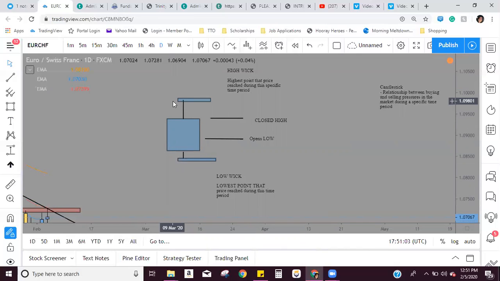So when it comes to this, think about it like this. Why did price shoot up here but come down? Why didn't it just close up there?